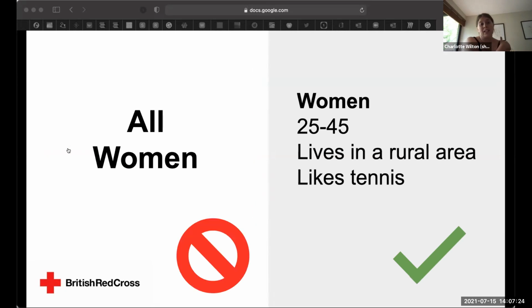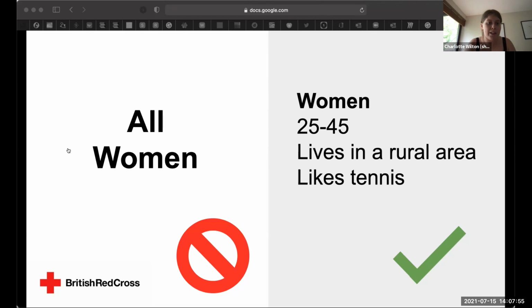Whereas something that would be a lot more successful and a bit more targeted would be something like this. Women who are 25 to 45, living in a rural area and like tennis. By having that focus, you can actually start to really understand who you're designing for, make sure you're really meeting their needs in any experience, but also it takes the risk out of it, because by trying to design to meet everyone's needs, there's a high chance that you're not going to meet anyone's expectations.